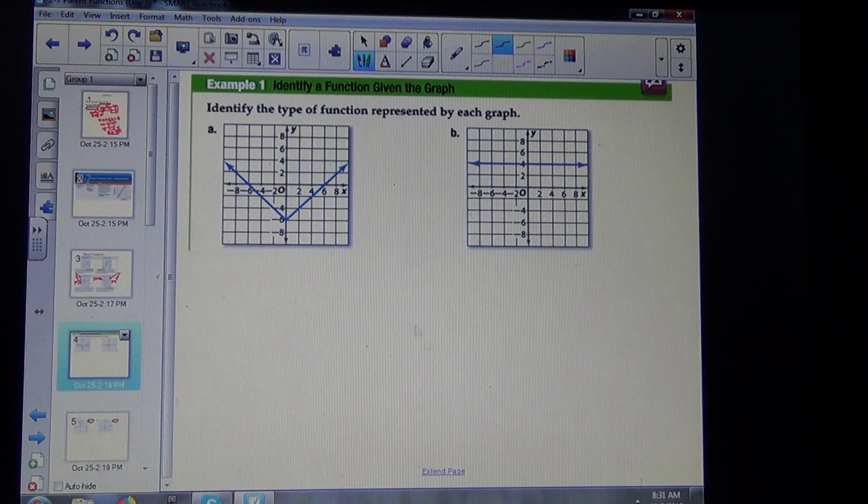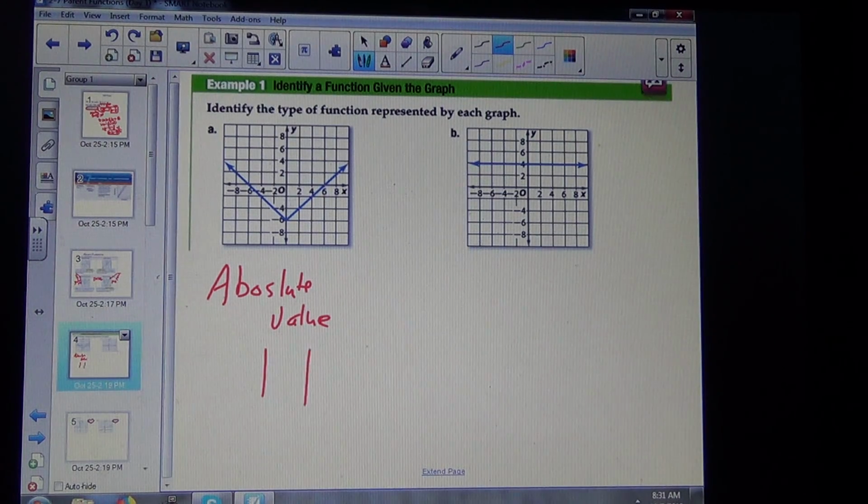All right, so instantly I notice it makes the letter V. So on this problem, since it makes the letter V, it's called absolute value. Okay, so this is going to be an absolute value, which, if you're thinking about it, is that symbol. You don't have to write the symbol, you just have to identify what it is. And B, on this problem here, it looks like it's the same flat line. Does not change, so it is constant. Constantly staying the same height.